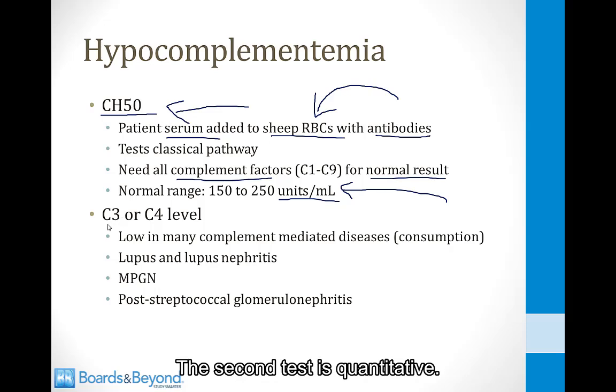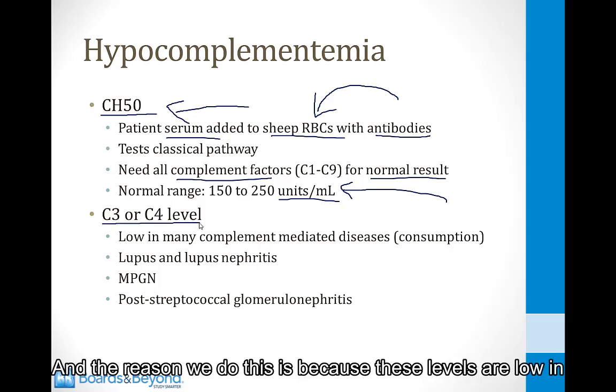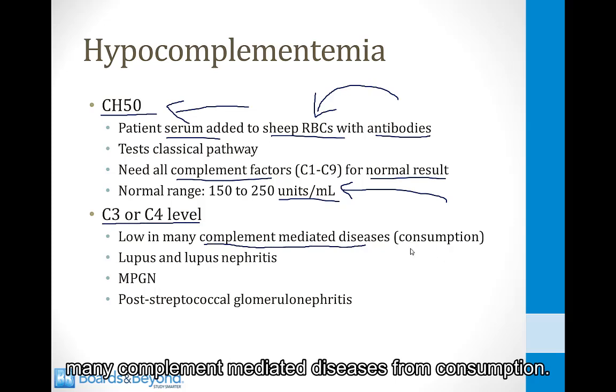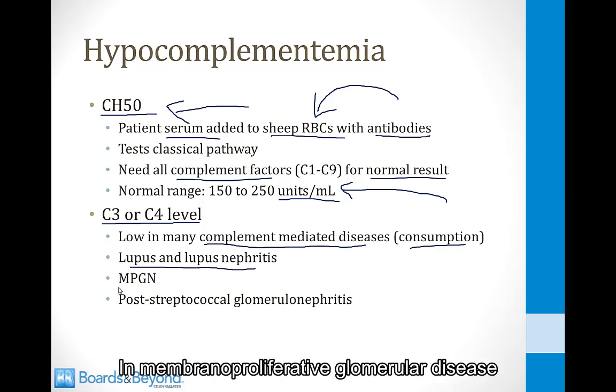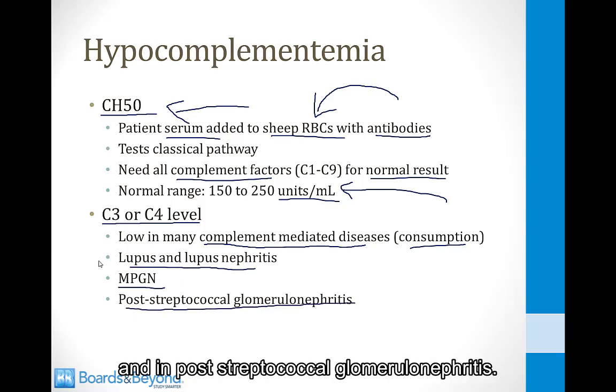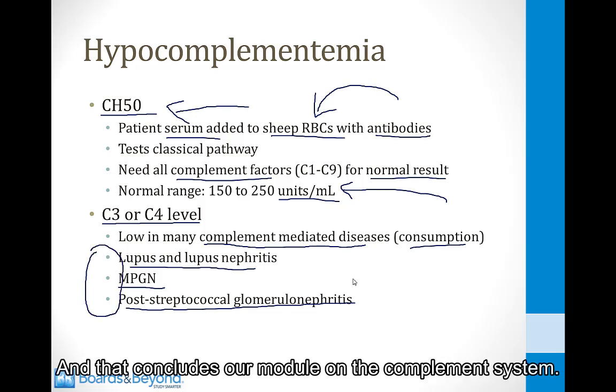The second test is quantitative. This is where we directly measure C3 or C4 levels. And the reason we do this is because these levels are low in many complement-mediated diseases from consumption. So for example, you can find low C3 or C4 levels in lupus and lupus nephritis, in membranoproliferative glomerular disease, and in post-streptococcal glomerular nephritis. So finding a low complement level sometimes helps you make one of these diagnoses. And that concludes our module on the complement system.